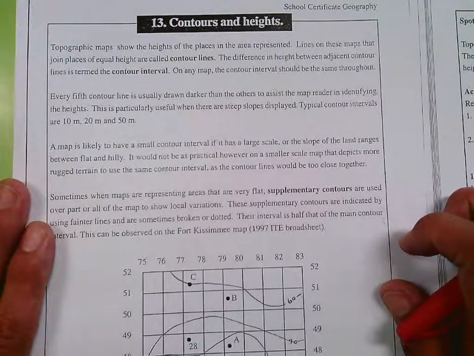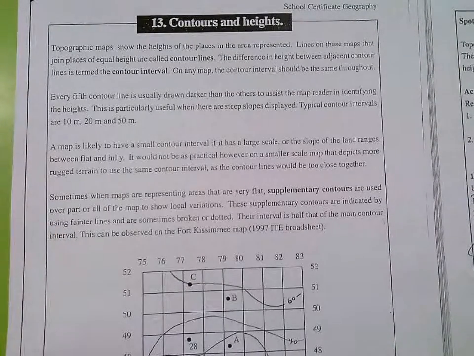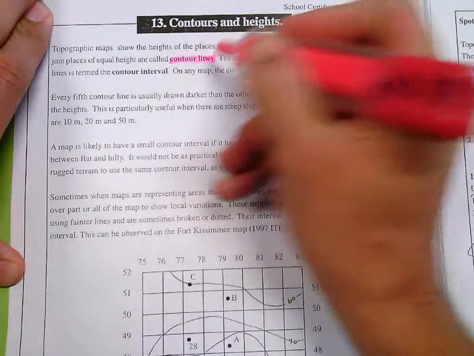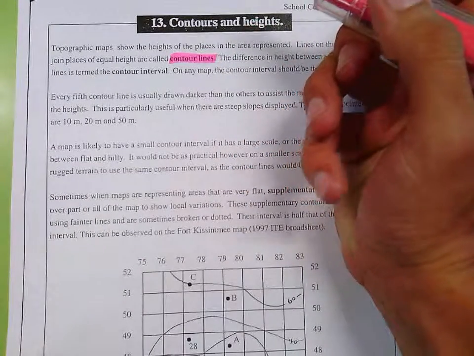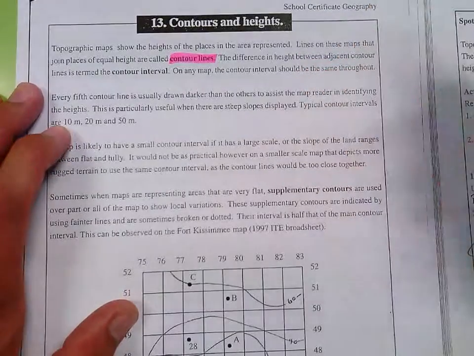This is looking at contours and heights. A few important things here. Firstly, when it's speaking about the lines on a topographic map, it's talking about contour lines. And there's a few different ways that contour lines can appear. I'm going to speak about that in a second.